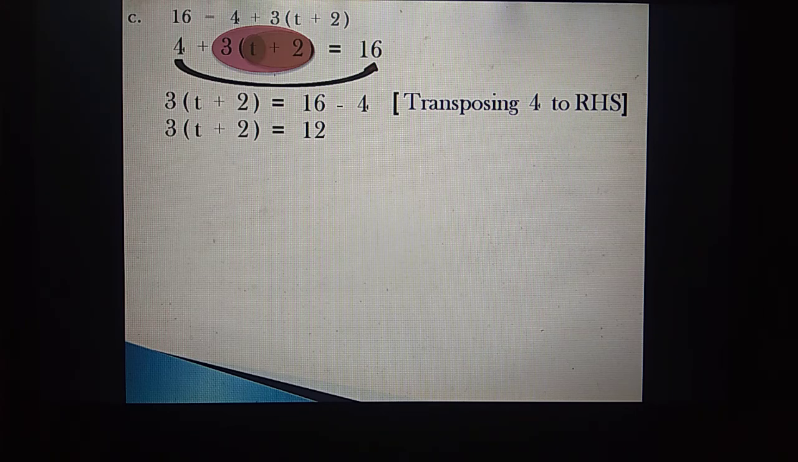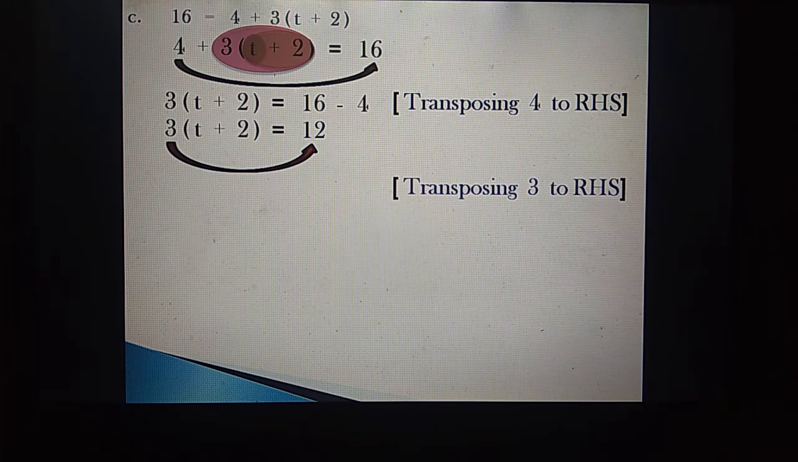Now you can decide whether you want to open the bracket or you can shift this 3. As 3 is in the outermost circle, you can see that 12 is divisible by 3. So instead of opening the bracket, I am shifting this 3, transposing 3 to right hand side. The part which is left is t plus 2, and on the right hand side you will see the change, that is 12 divided by 3.